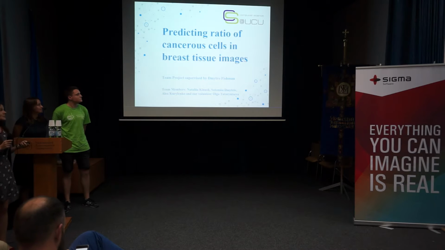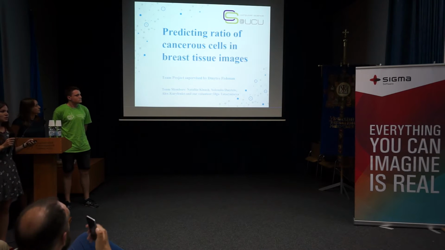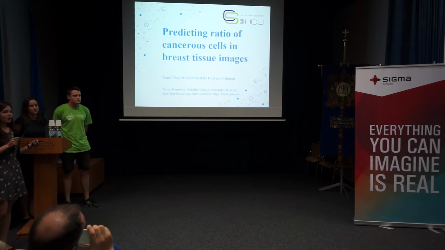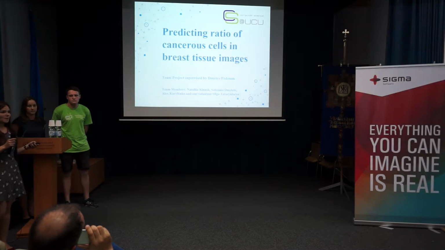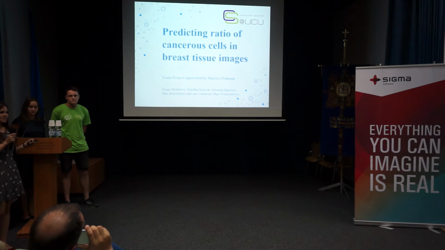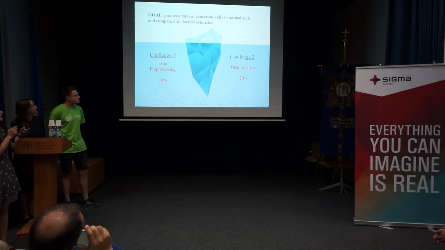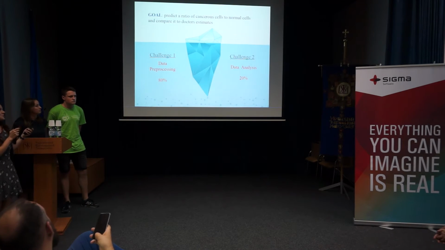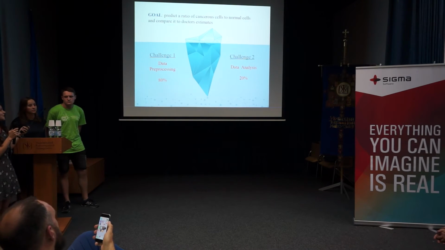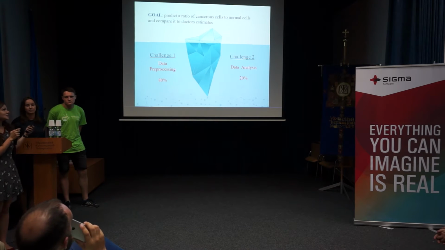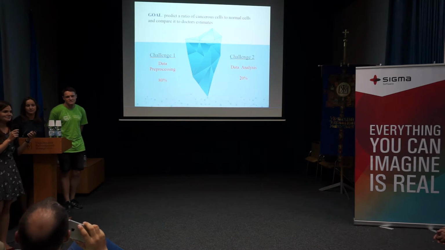So the project lies in the domain of bioinformatics, and actually it's an open problem. The goal of the project is to determine the rate of cancerous cells with respect to normal ones in breast tissue. And actually a little bit about the work itself. Most of the lecturers told you that 80% of time takes data preprocessing and only 20% of time takes data analysis. So guys, believe them.